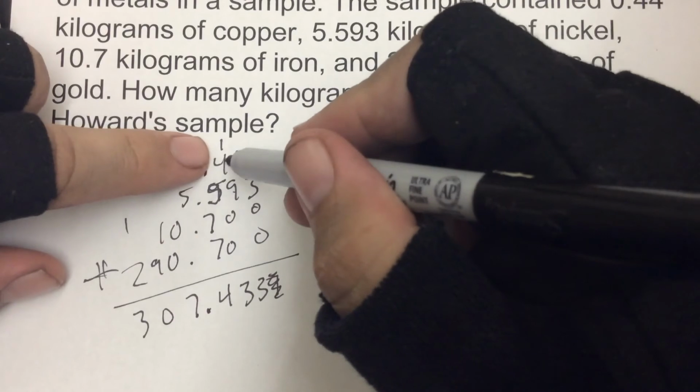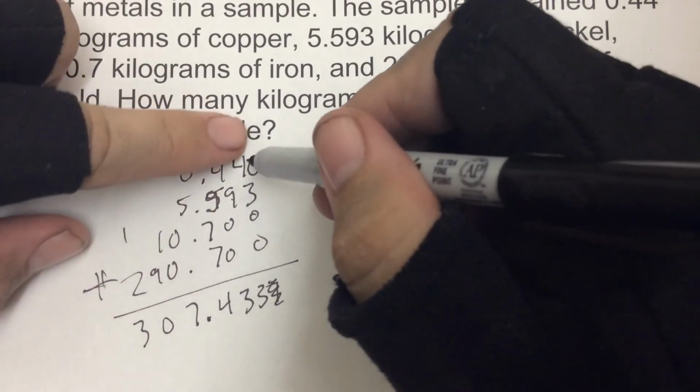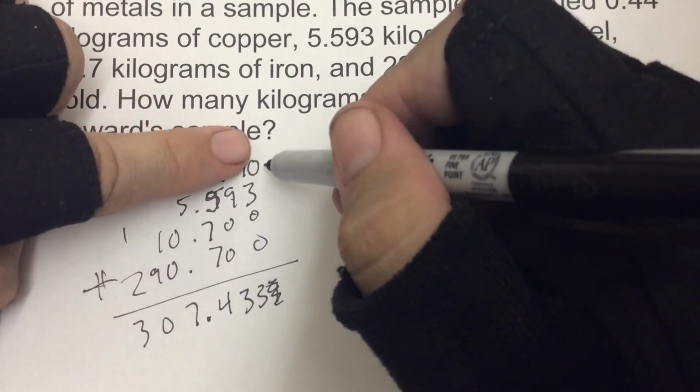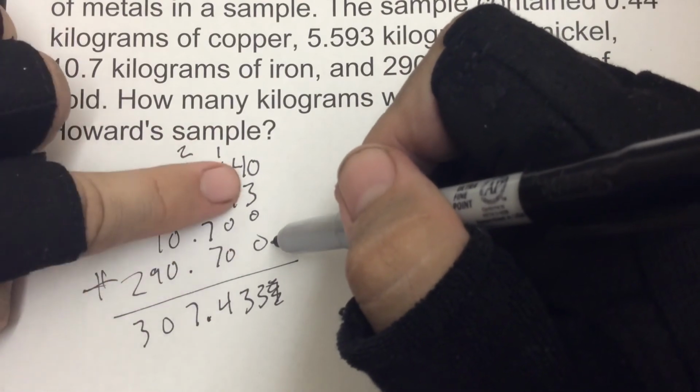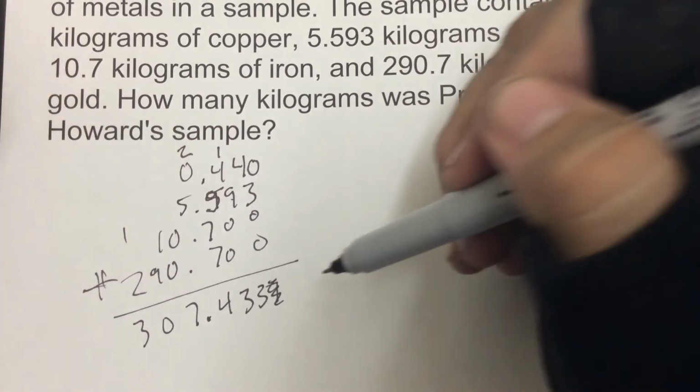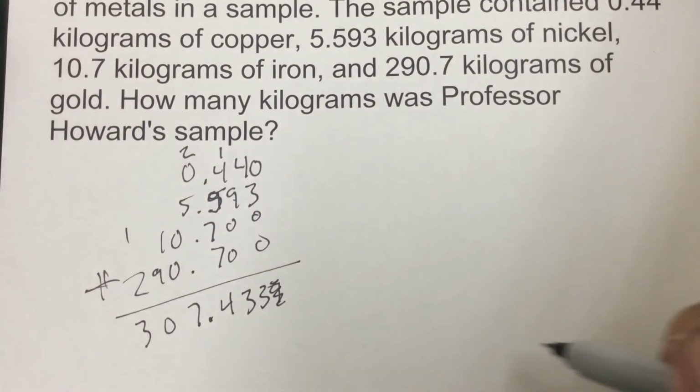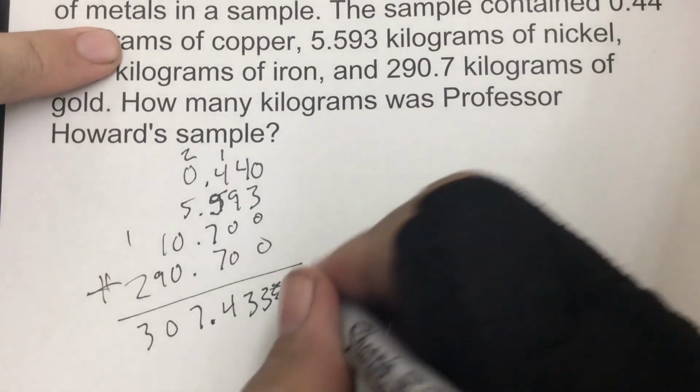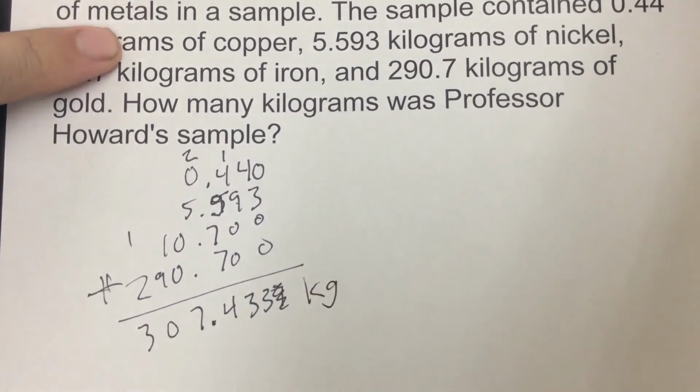So the 4 goes with the 5 and the 7 and 7. This 4 goes with the 9 and 0 and 0. This 0 we need to add in, so it can go 3, we add in our zeros down here. Okay. Now, in this case, we're looking at kilograms, so our label will be kg.